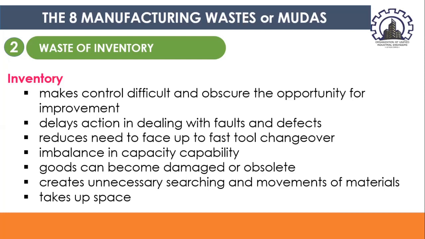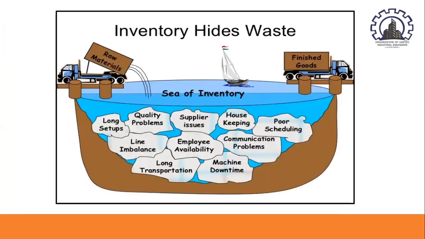Now, in order for us to better understand why inventory is considered a waste, let me give you an example. As you can see, this is an example of the waste that is being hidden by the waste of inventory. So you have there the sea of inventory. You have long setup times, quality problems, supplier issues, employee availability, long transportation, machine downtime, communication problems, and so on and so forth. Like I said earlier, your waste of inventory hides many other wastes in your system.